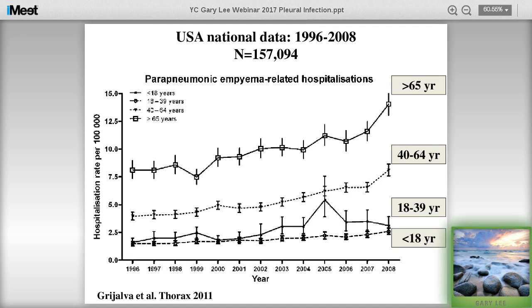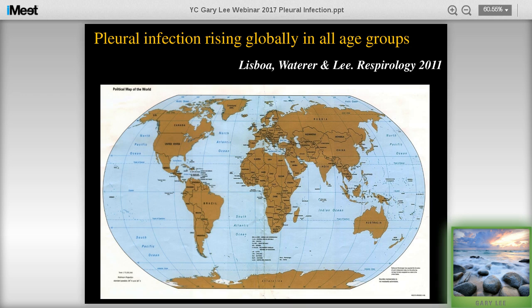This is the national data from the USA from 1996 to 2008. This is the hospital admissions per 100,000 people from 1996 to 2008, divided into age groups. You can see that among any age group there has been a trend of increasing incidence of hospitalization for pleural infection, but the trend is strongest in those 40 to 64 and much more so in those over 65. And that has also been shown in a lot of other countries.